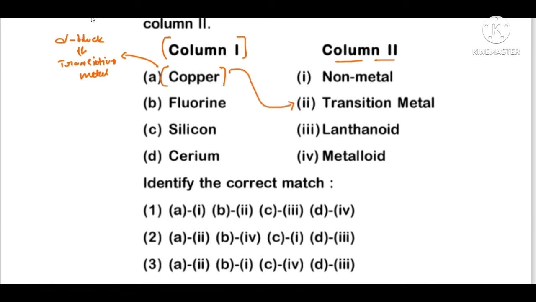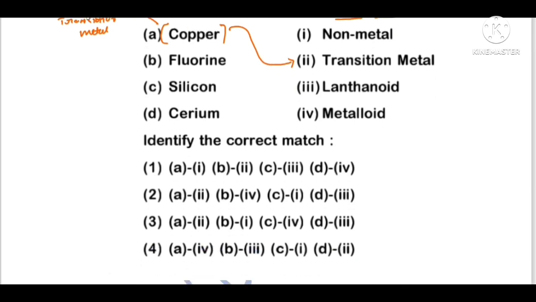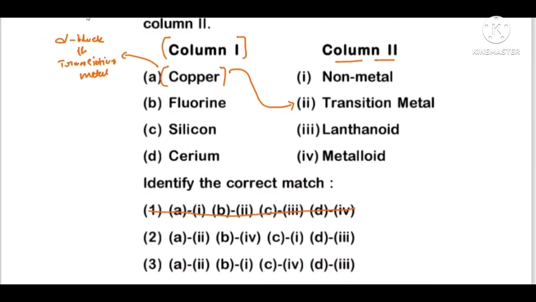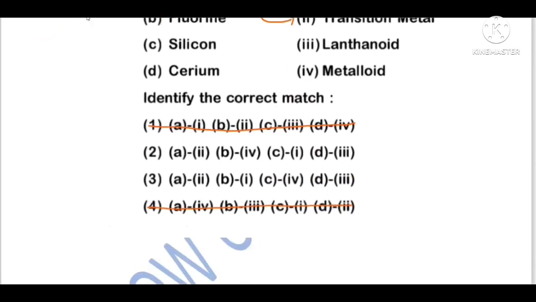Now let us verify the given options. Here A matches with 1, so eliminate option 1. Here A matches with 2. In option 3, A also matches with 2. But in the fourth option, A matches with 4. That's why the fourth option is also eliminated. By knowing copper and transition metal, you can easily eliminate two options.